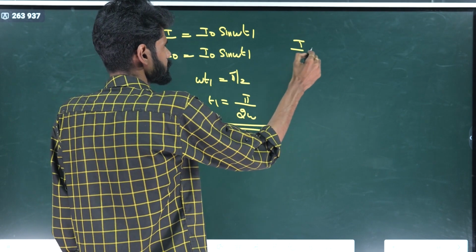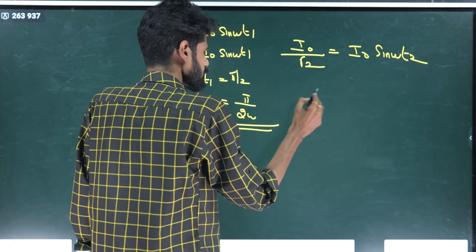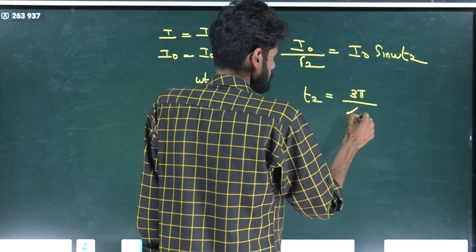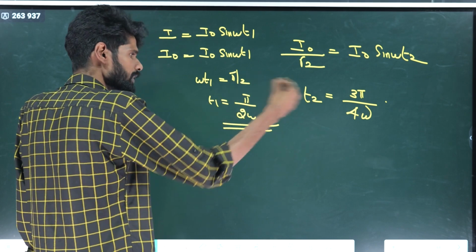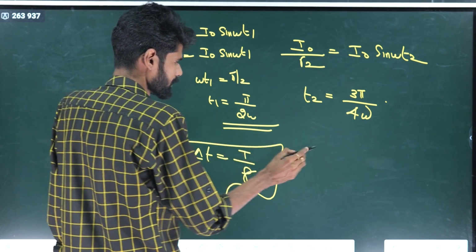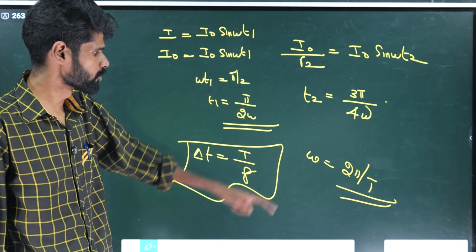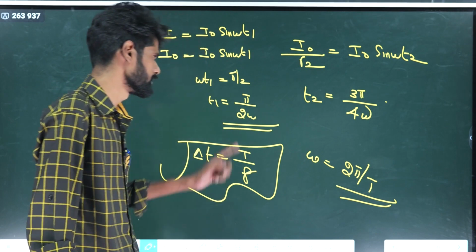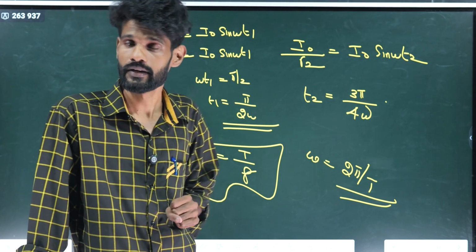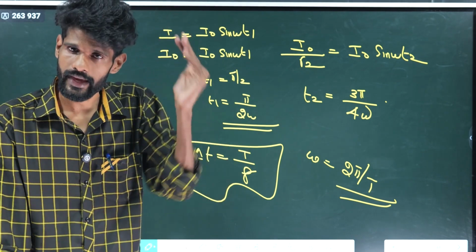Similarly, for RMS value, it is I naught divided by root 2. It is equal to I naught sin omega t2. Here omega t2 is equal to 3 pi by 4. So t2 is 3 pi by 4 omega. Take the difference between them. So the time is equal to T by 8. Finally substituting omega is equal to 2 pi by T, for the difference we get delta t equal to T by 8. Time taken by the alternating current to change from peak value to the RMS value is equal to T divided by 8.